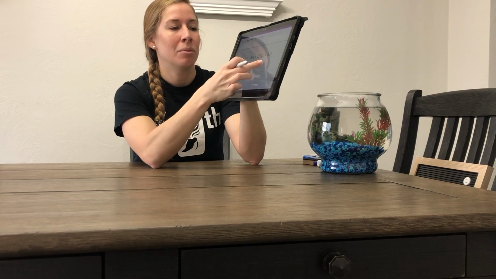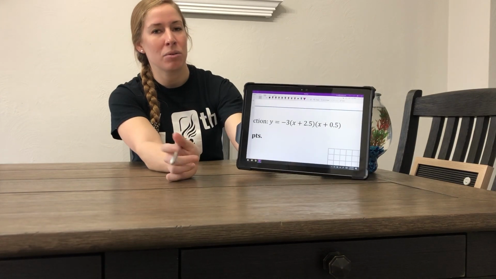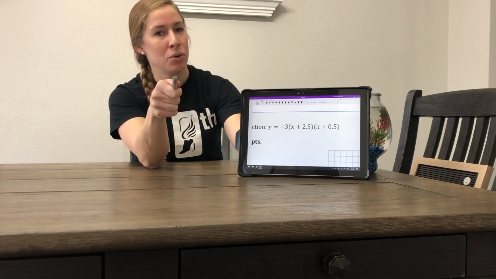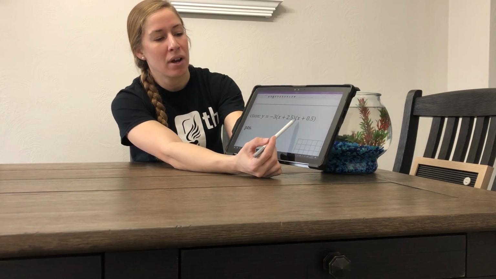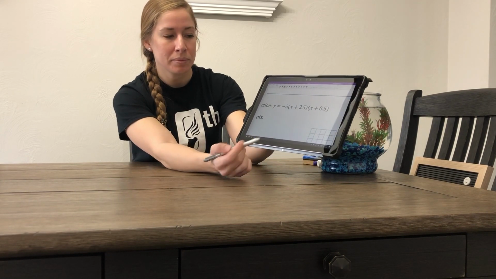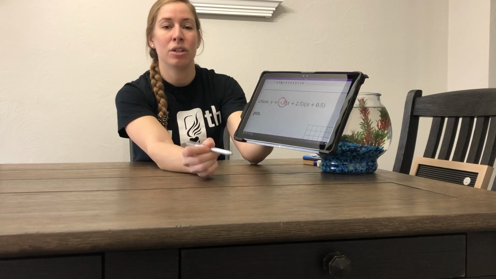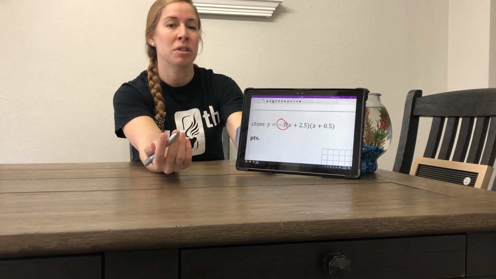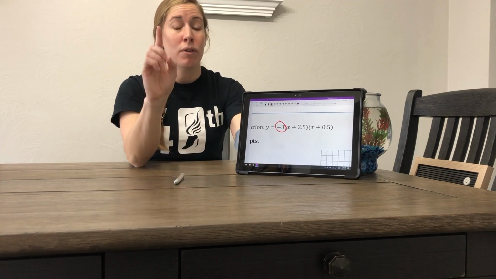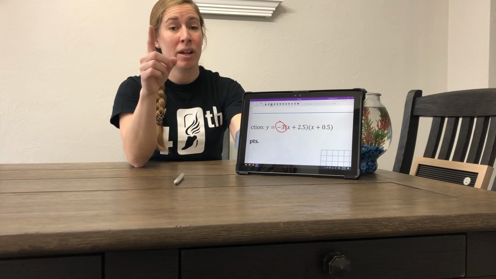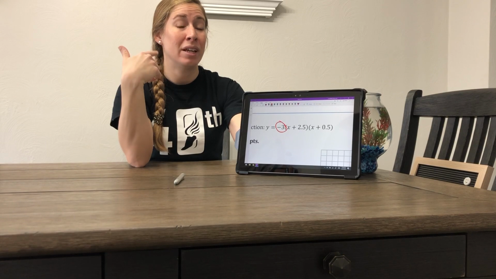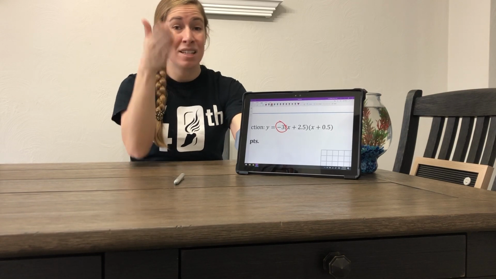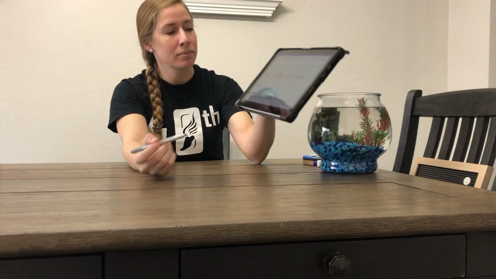Number 6. We've got the quadratic function, y equals negative 3, so this time we do have an a value, times the quantity x plus 2.5 times the quantity x plus 0.5. But again, we don't really need to use that a value. It's just telling us what to expect at the end. So we know, first of all, since it's negative, the graph is opening down. And since it's 3, it's going to be stretched. Okay, it's going to get skinnier, faster.